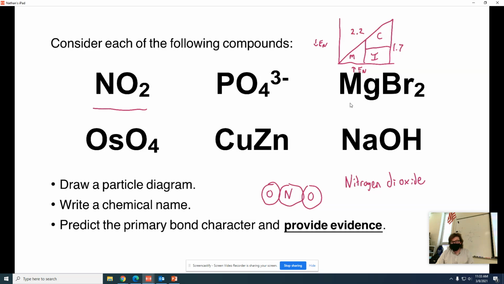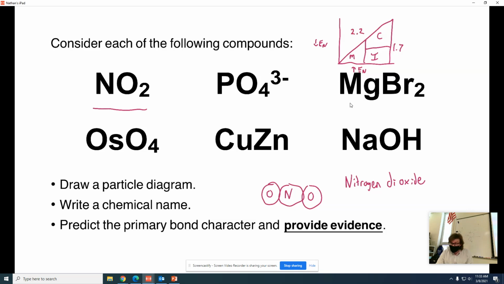Those are just our molecular naming rules. The prefix di means 2. So since there's 1 nitrogen, we say nitrogen, 2 oxygens, dioxide. The tricky part, the part that I wanted us to focus on in this video, is predicting the primary bond character and making sure we provide evidence.